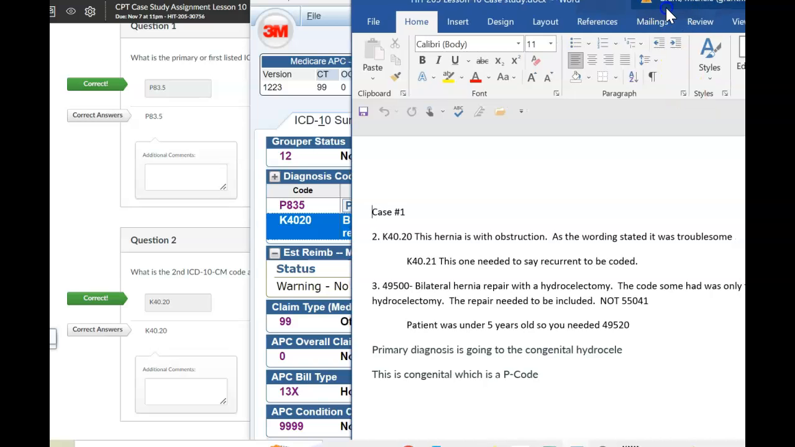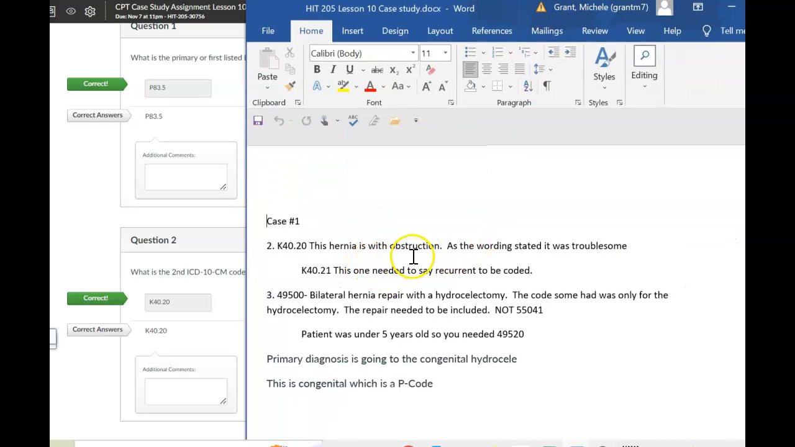Go ahead and pull up my notes. It is with obstruction, as the wording stated, it was troublesome. Okay, to code the 0.21, it needed to say recurrent. So now we look here at our procedure codes. Okay, so we're looking at 59500, bilateral repair, the hydrocelectomy. The code that some of you had was only for the hydrocelectomy. The repair needed to be included.